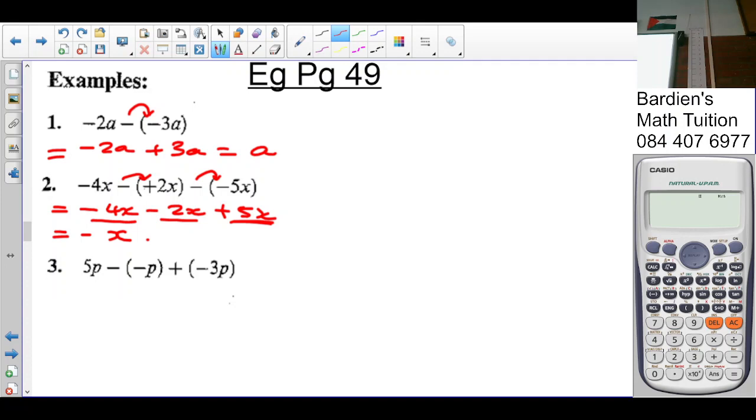Right. Who's next? You got 3p. That's correct. But during the intermediate step, what do we get here? 5p. Negative times negative is a positive p. Positive times negative is negative 3p. You all agree with that? Yes, sir. So what's 5p plus p? 6p. 6p minus 3p? 3p.